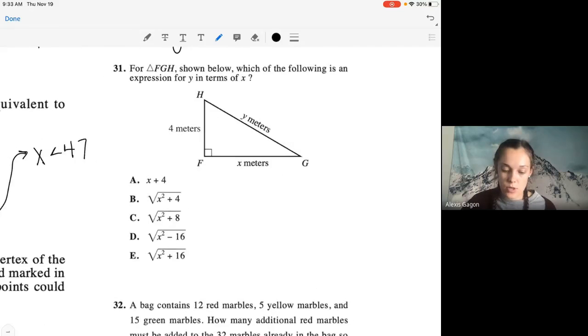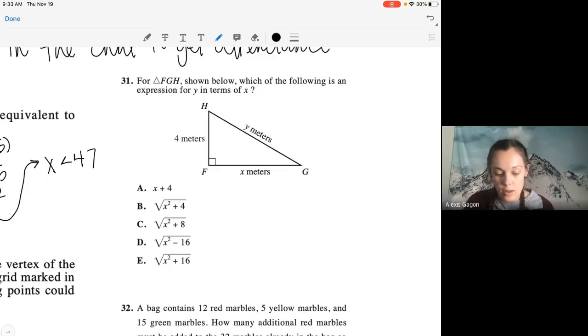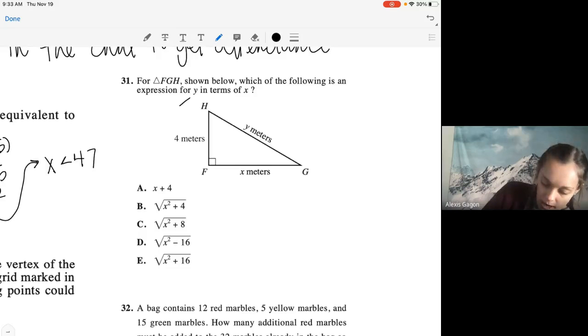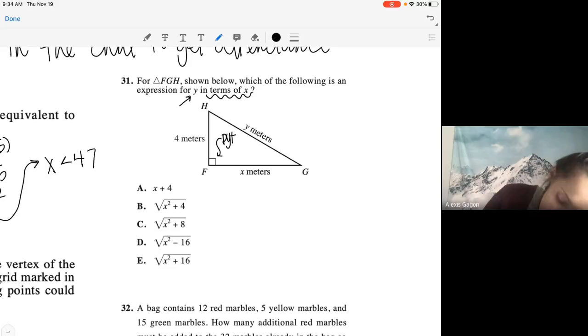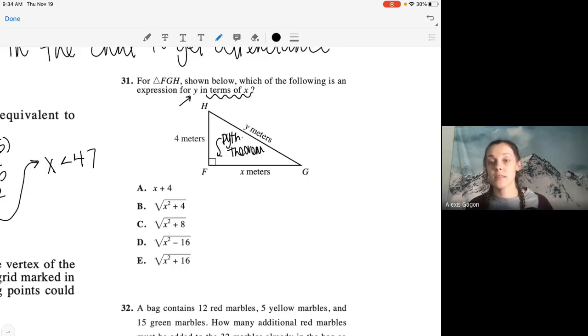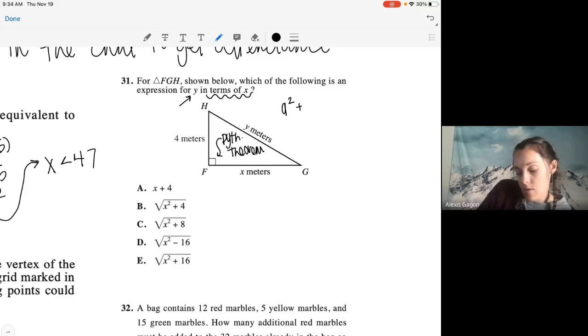Okay, this one, 31. We're given a triangle FGH, and we want to know what is an expression for y in terms of x. So basically, we need to solve it for y. And since this is a right triangle, we can use the Pythagorean theorem. Remember, right triangles are the ones with the special properties. For right triangles, you can use the Pythagorean theorem, you can use SOHCAHTOA. SOHCAHTOA is not going to help us right here, but the Pythagorean theorem will. So that's a squared plus b squared equals c squared.